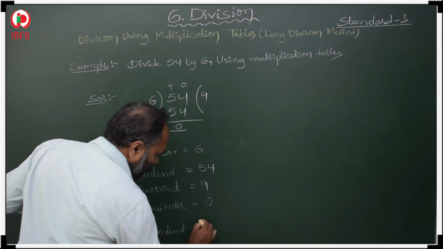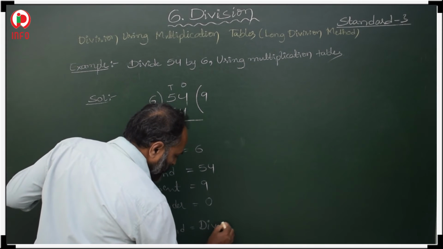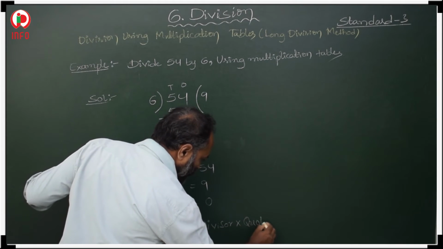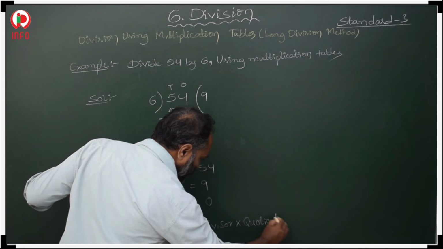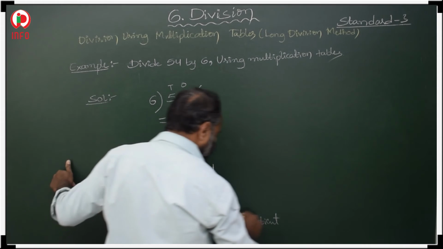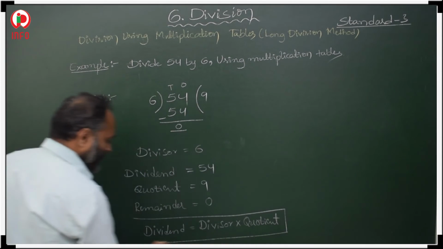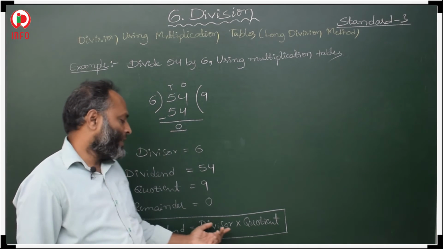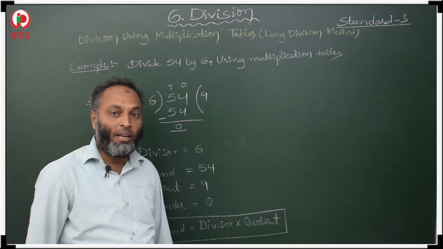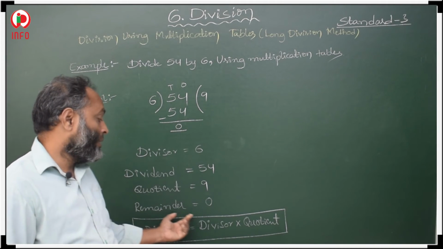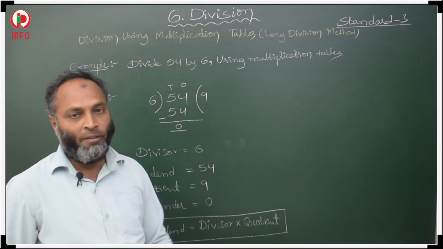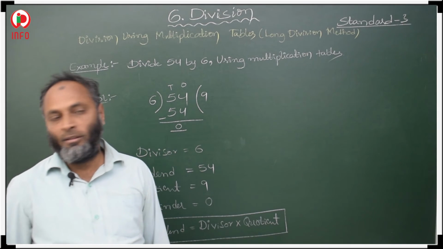That formula is: dividend is equal to divisor into quotient. We have to use this formula when the remainder is 0. Dividend is equal to divisor into quotient. When the remainder is 0, then we have to apply this formula to check. Okay?